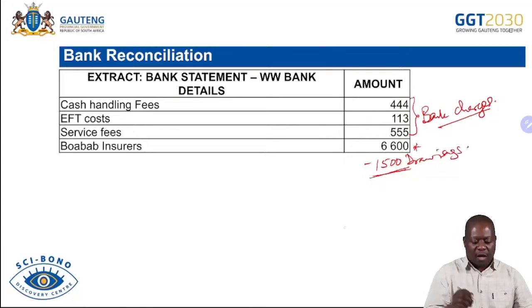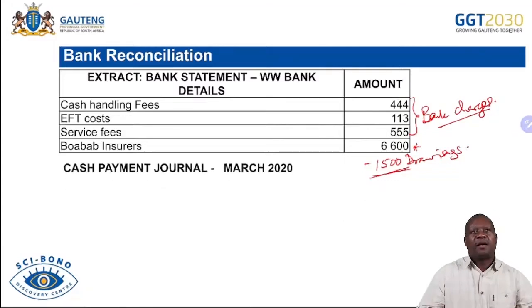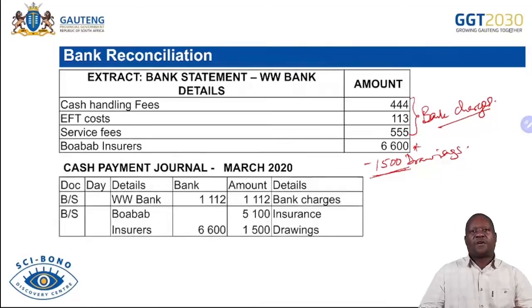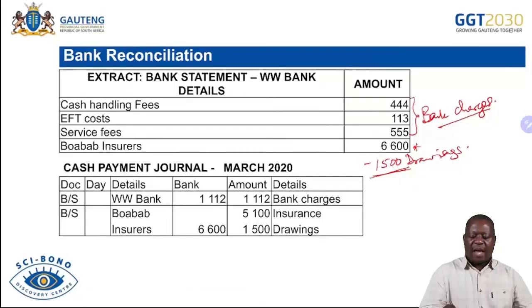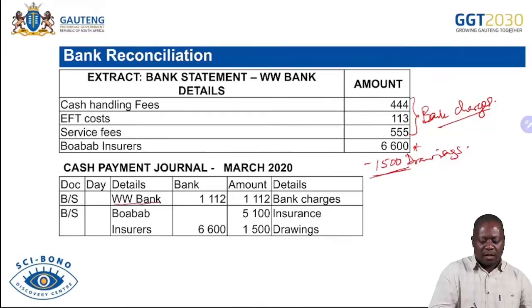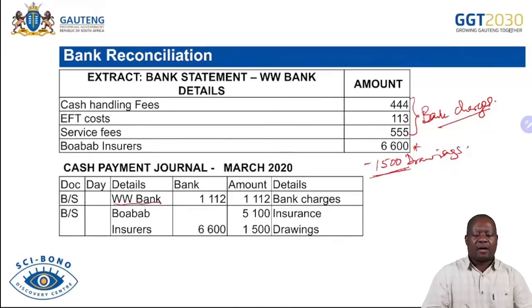Drawings. So let's see how it is going to appear in our CPJ. The first three, we add them together to make them one total, which is 1,112. And this is going to be recorded WW Bank, and then the amount appearing twice here. And then what is it for? Bank charges.